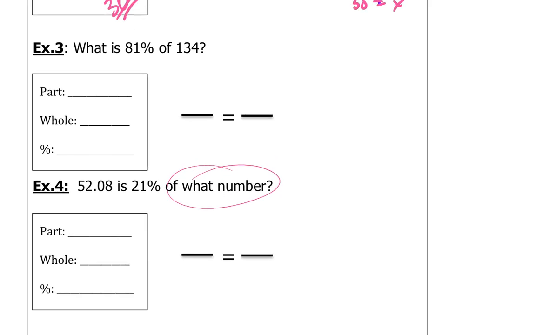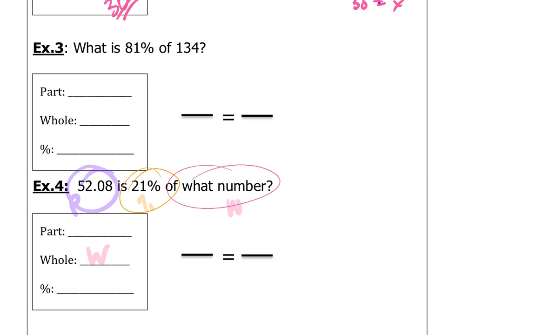Okay, and then what we have is the percent is 21%, and our part is 52.08. So this is our part, this is our percent, and this is our whole. So we're going to put those in. We don't know what this is, so we're going to call it W.